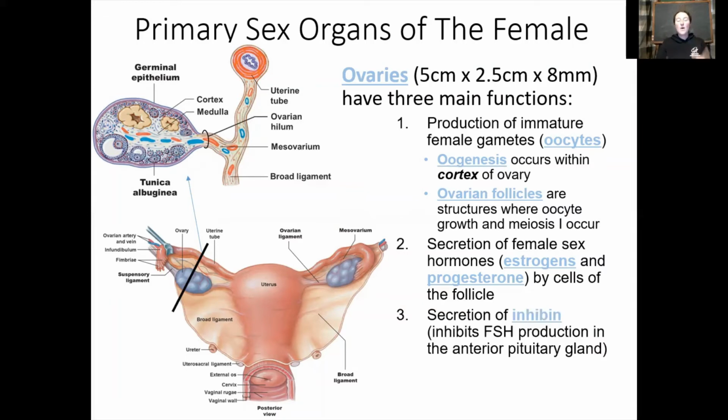Okay. Also, again, just like in the male reproductive system, the primary sex organs of the female are going to secrete a hormone called inhibin that literally inhibits the production of FSH, because once again, this entire system is going to be regulated by the HPG axis. Only this time, the G, the gonad part, is actually the ovary as opposed to the testis.